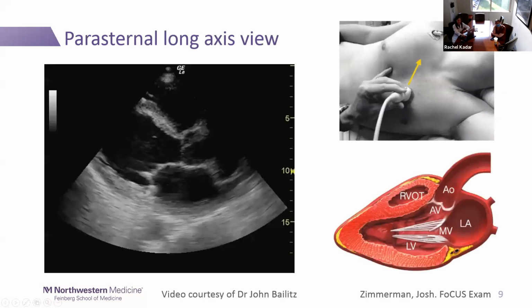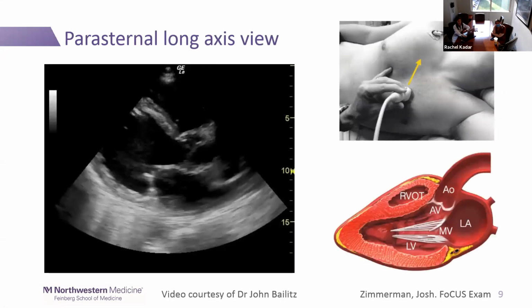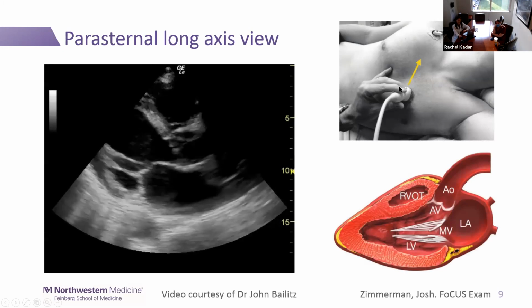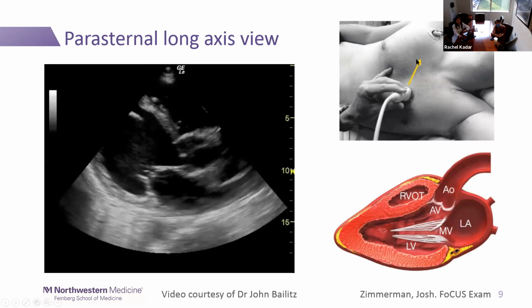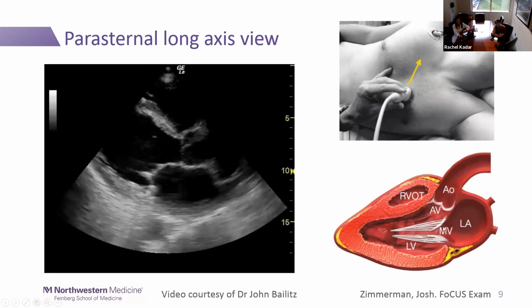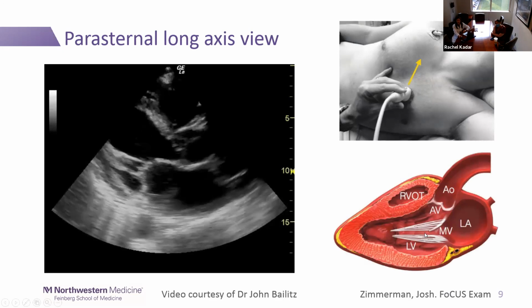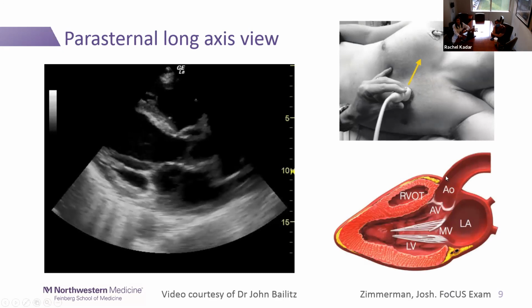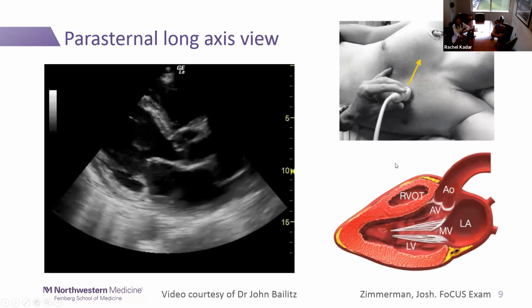Now you obtain this bedside ultrasound view. This is a parasternal long axis view. It's along the left sternal border, indicator towards the right shoulder. The structures we're looking at here are the left ventricle, mitral valve, left atrium, LVOT, ascending aorta, and RVOT.